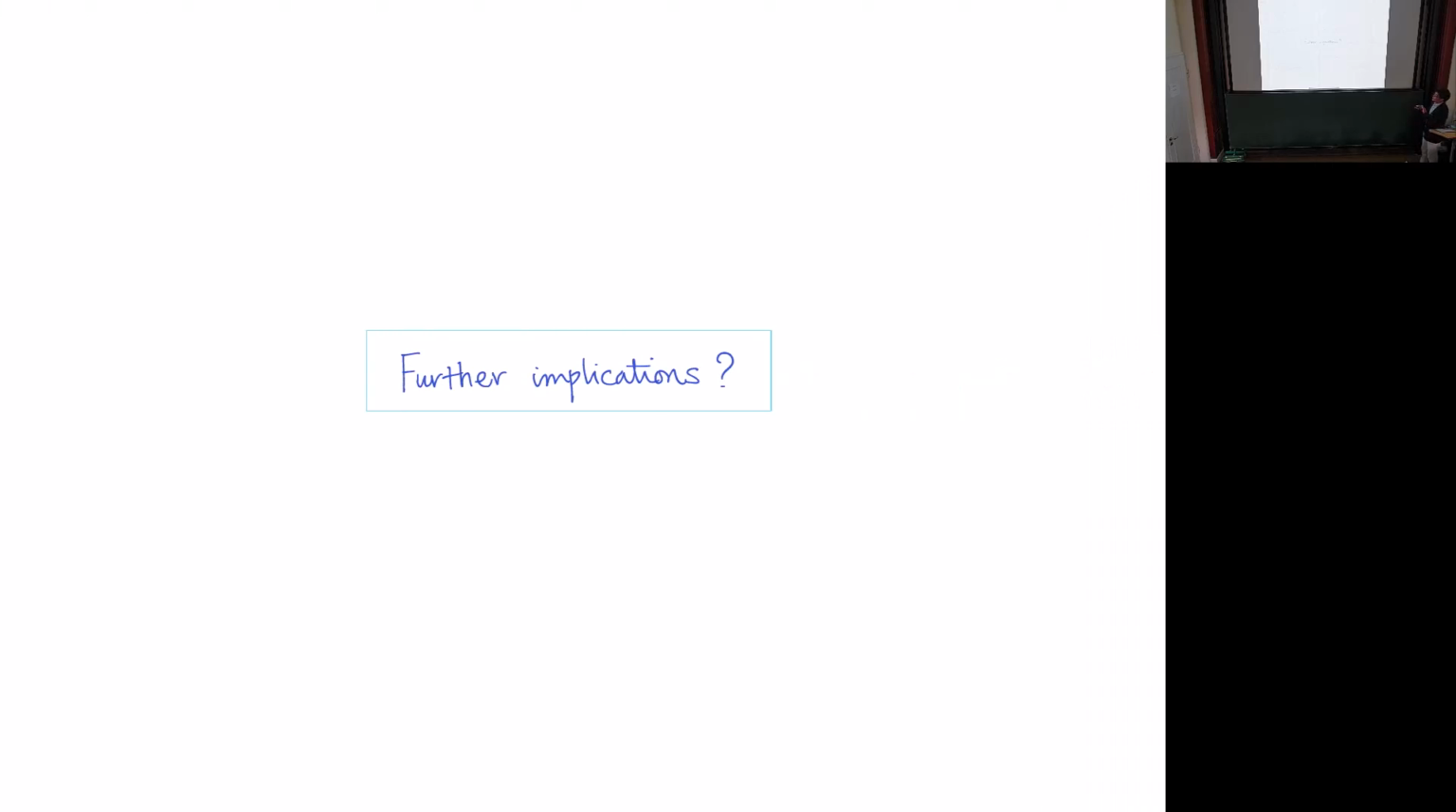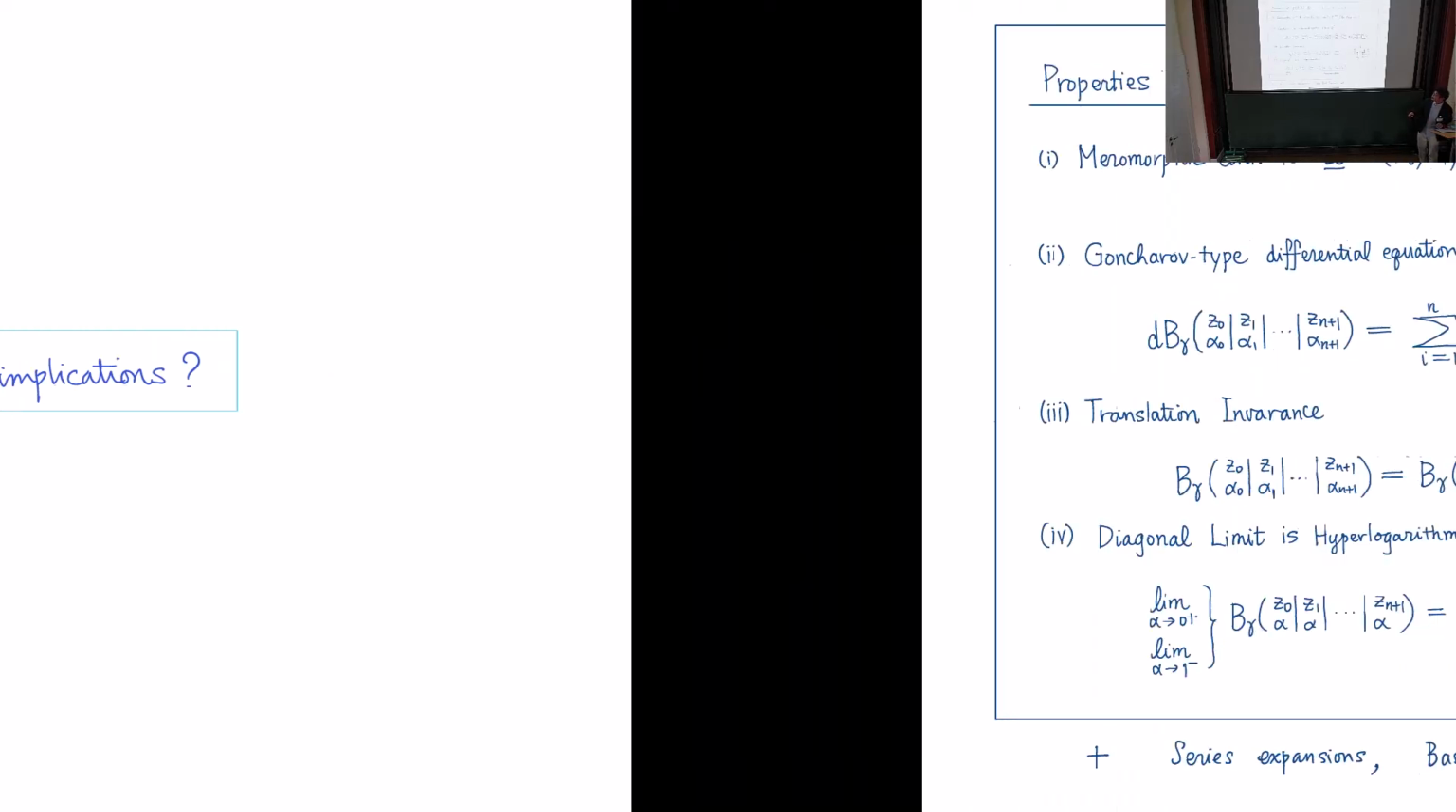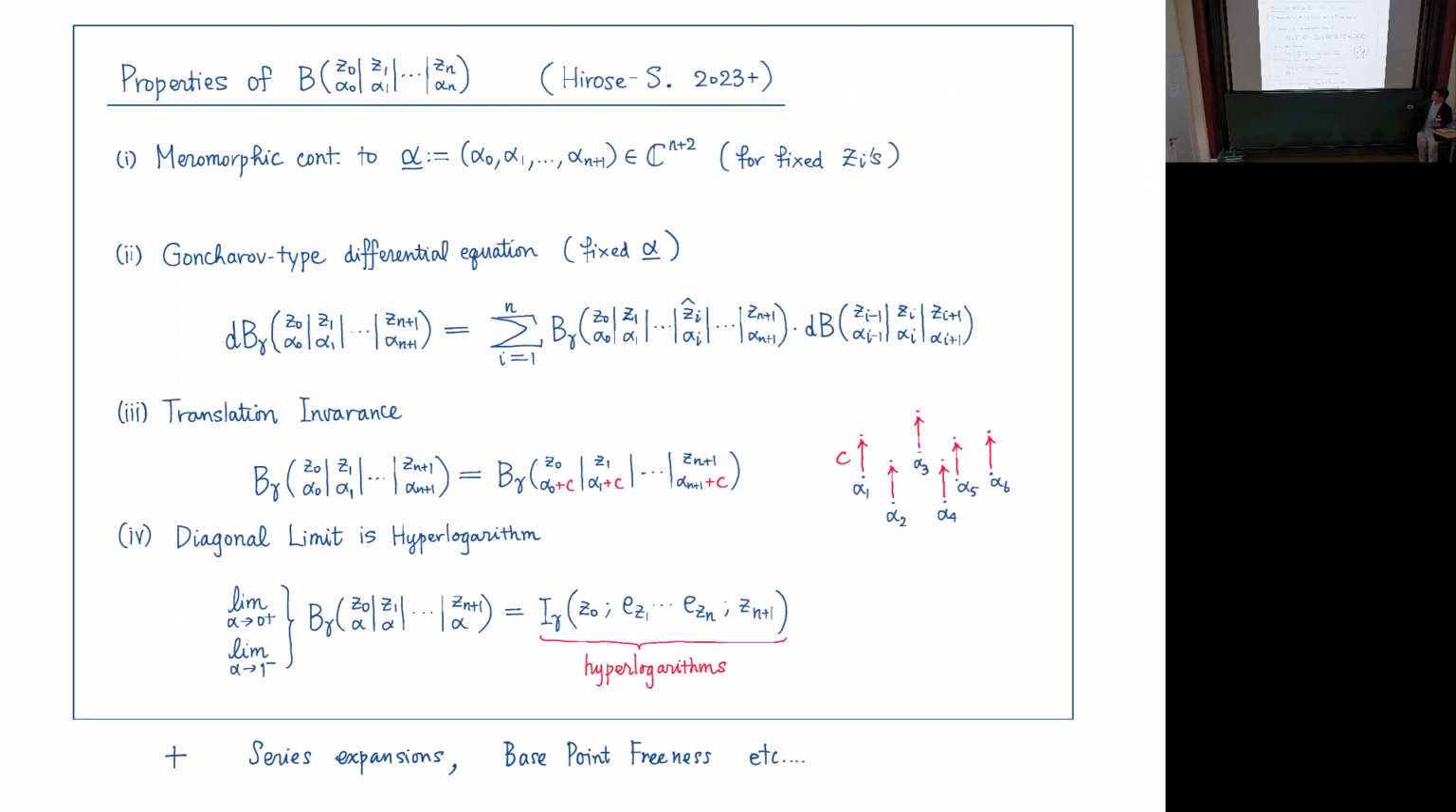So we have a very nice, simple explanation of Don's 232 formula and its generalization, but it seems to have a lot more implications because the definition is much more general and you have so many parameters here and singularity parameters.